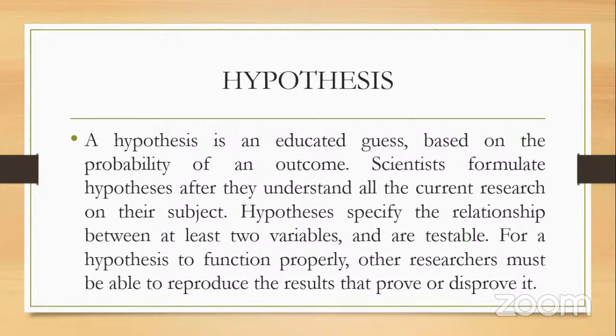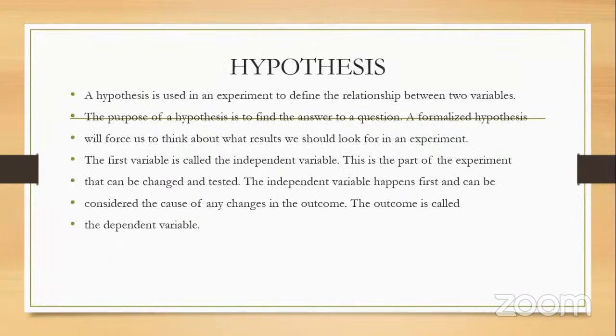Another important element of the research is the hypothesis. A hypothesis, as we know, is a kind of assumption which the researcher makes, specifying the relationship between at least two variables, and it is testable. For a hypothesis to function properly, other researchers must be able to reproduce the result that proves or disproves it. Obviously, we formulate a hypothesis in order to prove or disprove it. So a hypothesis is used in an experiment to define the relationship between the two variables.